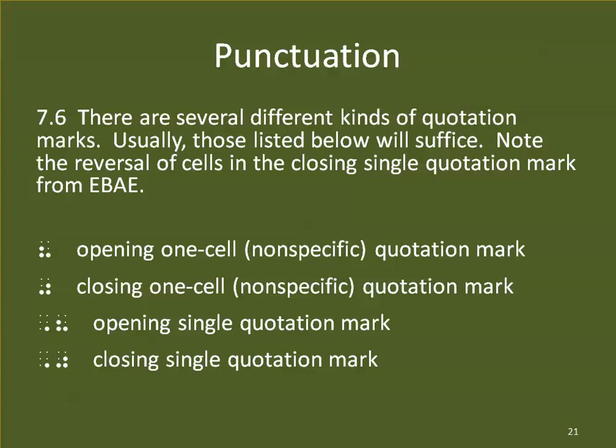They could be double quotes, they could be single quotes, whatever. That's the nonspecific part about it. But for the most part, especially here in the United States, we usually tend to use those for double quotation marks. Our single quotation marks are pretty much the same, but again, the prefix always comes first in UEB. Notice that the closing single quotation mark is .6 and then .356. In the old code, EBAE, it was the other way around. So those two cells have been swapped, and just so you're aware of that situation.